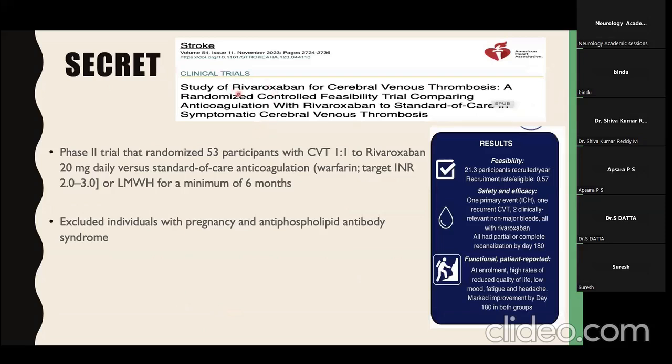The SECRET trial compared rivaroxaban with the standard care of warfarin. In this trial, patients with pregnancy and antiphospholipid syndrome were excluded. Safety was similar in both arms. Here we can also see functional outcomes and high rates of reduced quality of life, which was present prior to the start of the study, with a marked improvement even in the rivaroxaban arm.